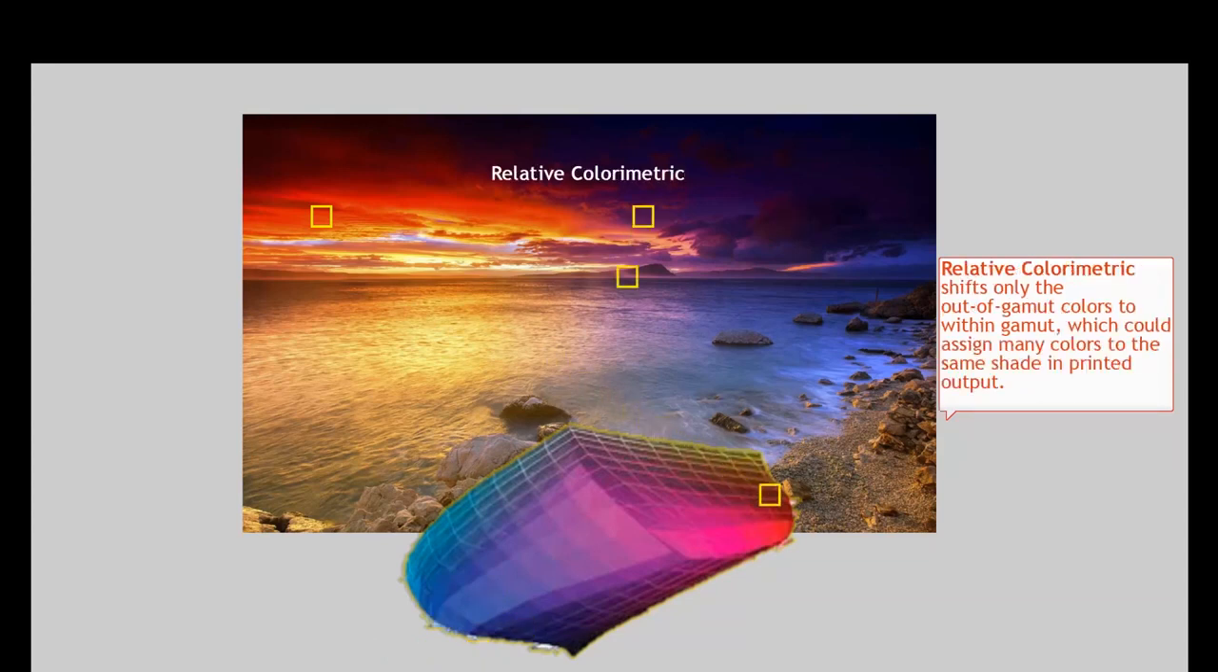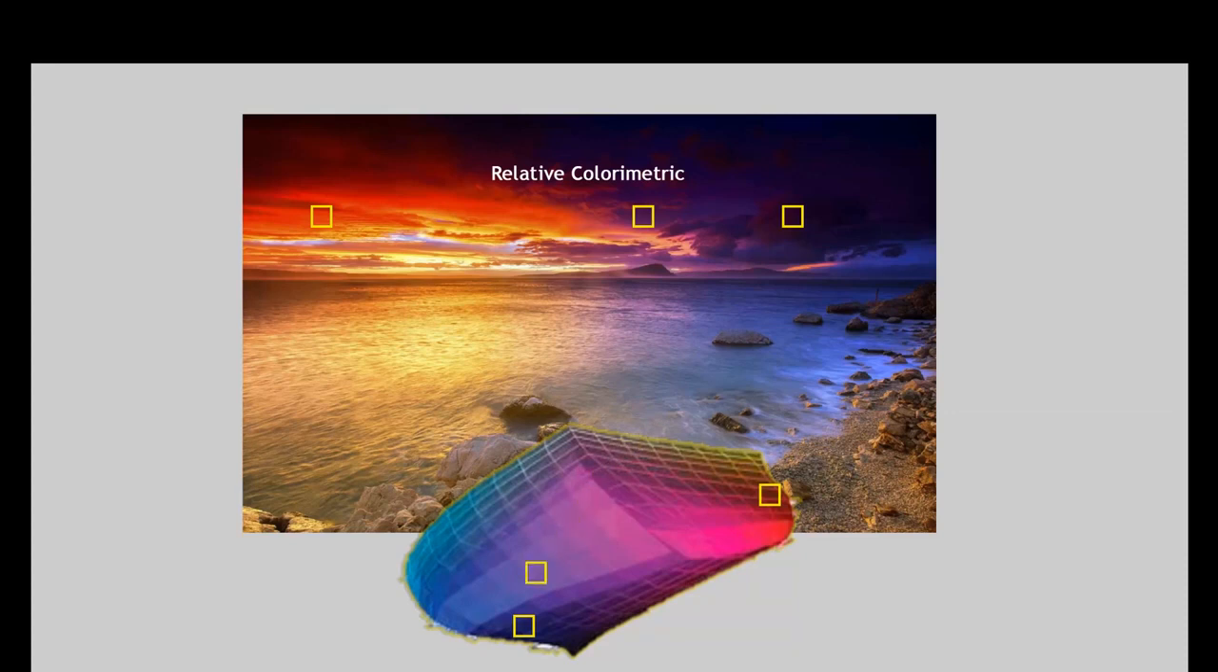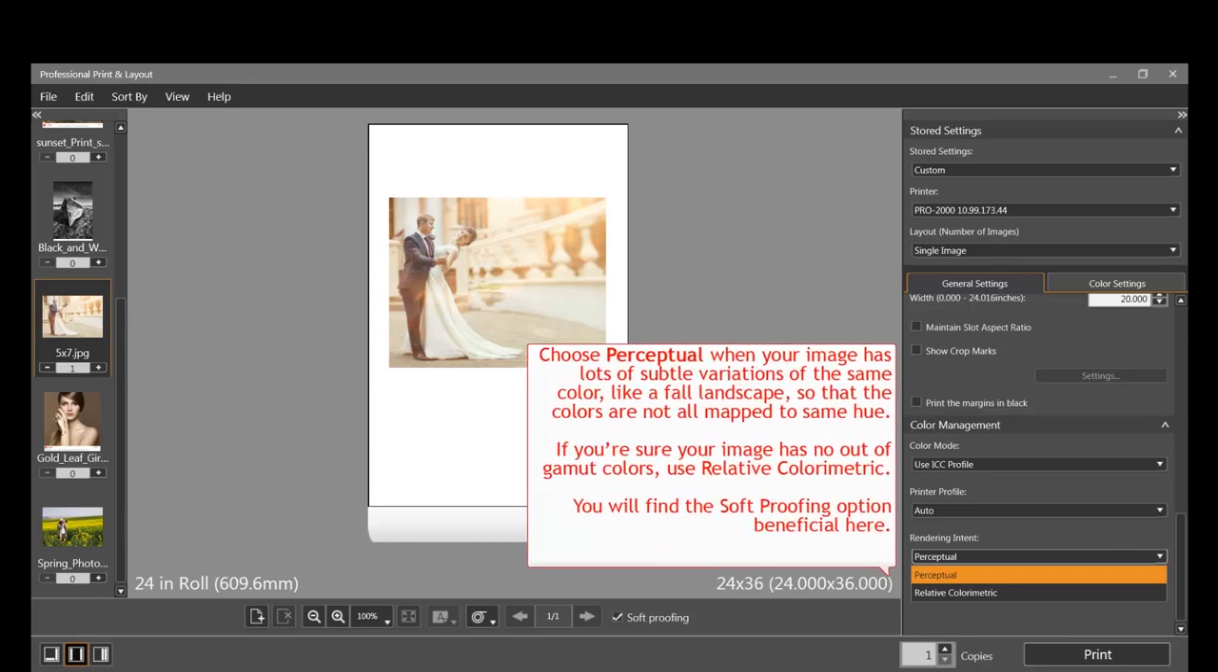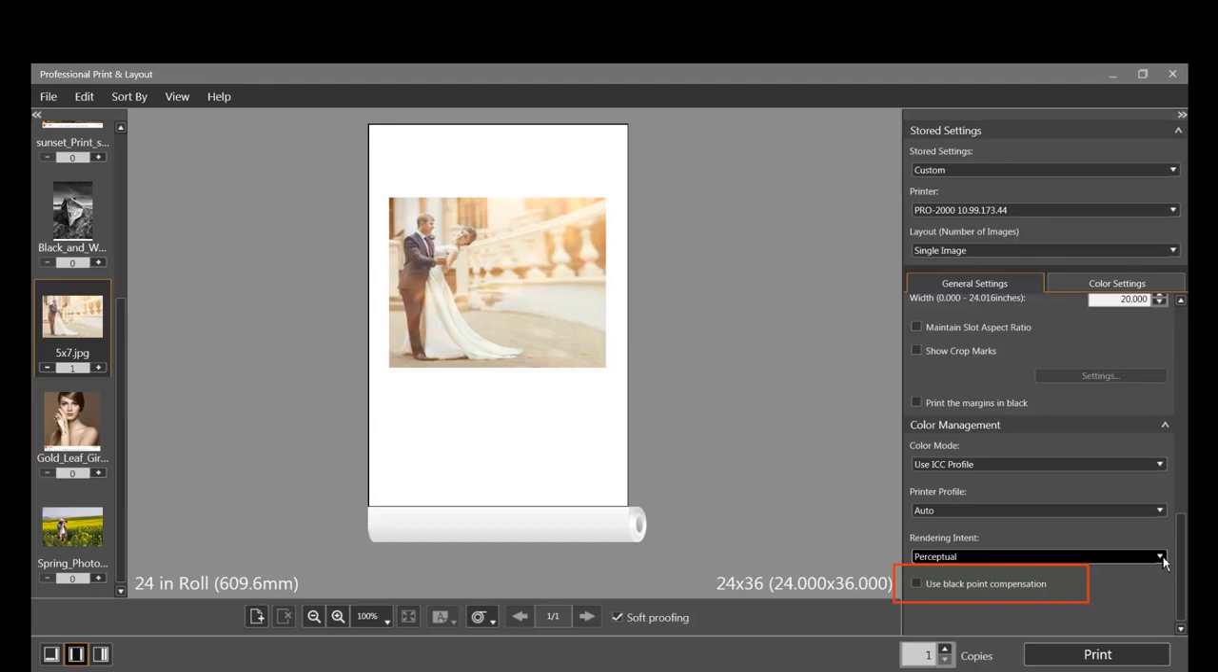Relative Colorimetric changes only the colors that are outside the printer's color gamut, which could change many colors to the same shade in printed output. Black point compensation, when enabled, looks for transition points in shadow areas, enhancing them to help prevent subtle variations in details from all being mapped to the same shade in printed output.